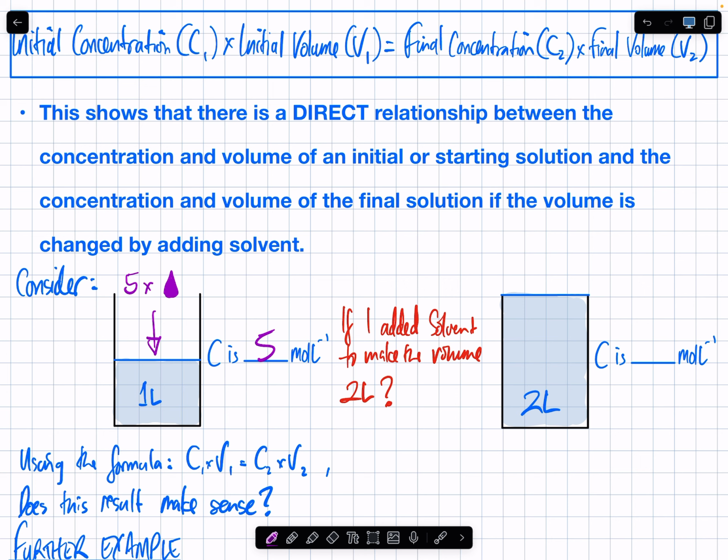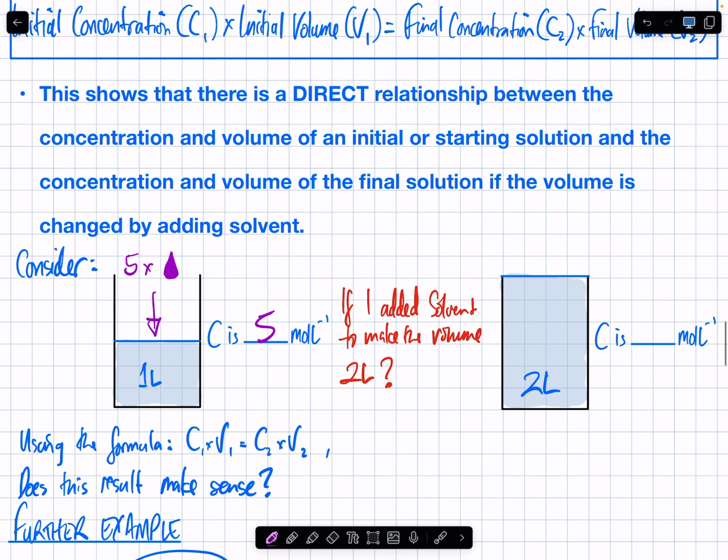If I added solvent to this, if I added water to this to make it up to 2 litres, what's going to happen to the concentration? Be less or be more? Less, because am I changing the number of moles of stuff in this at all? I'm not touching that. I'm touching the amount of solvent that makes it up. Do you notice that it's more see-through? Is it less concentrated?